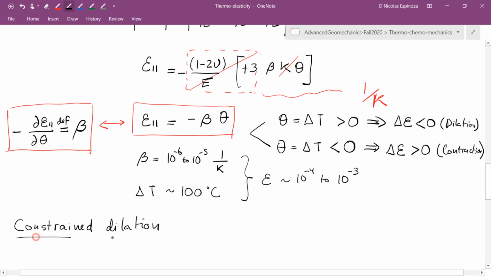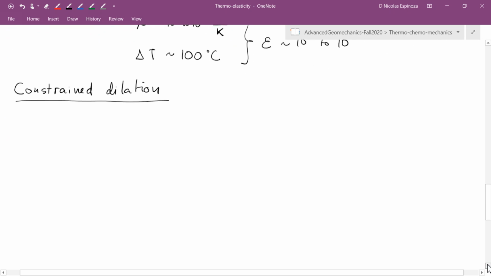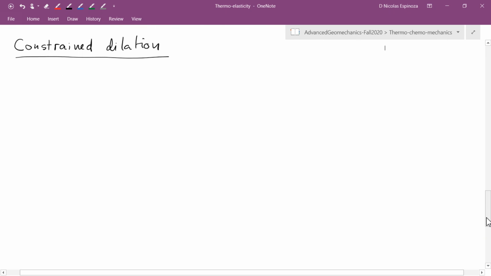In a constrained dilation case, what we're going to do is change the temperature, similar to what we did in the previous example, but in this case, change the boundary conditions. So now the solid is going to be subjected to no displacement boundary conditions, in this example, in all directions.